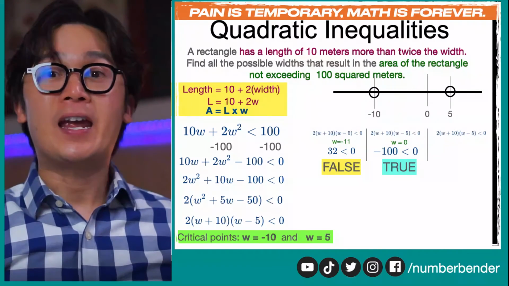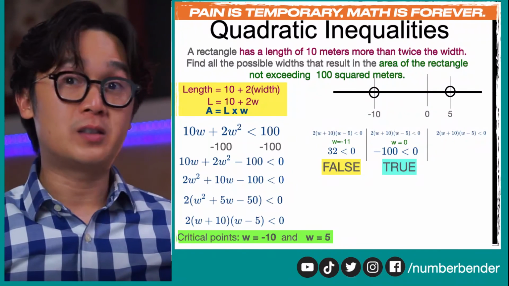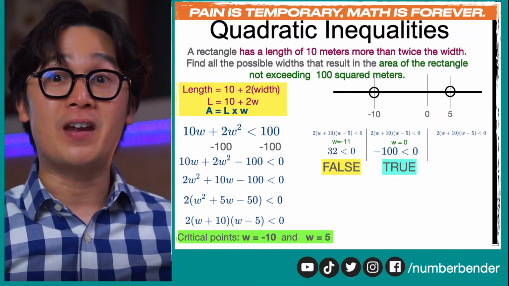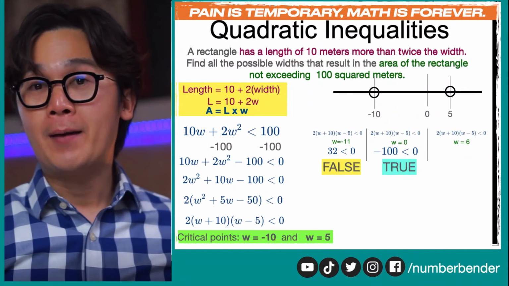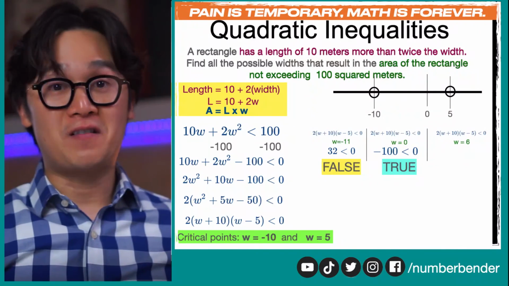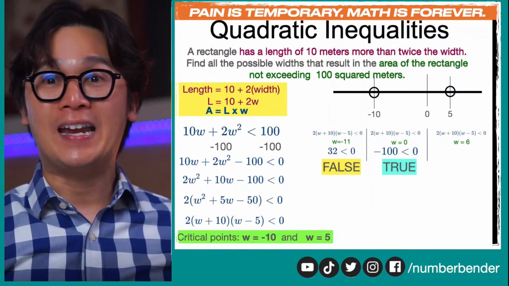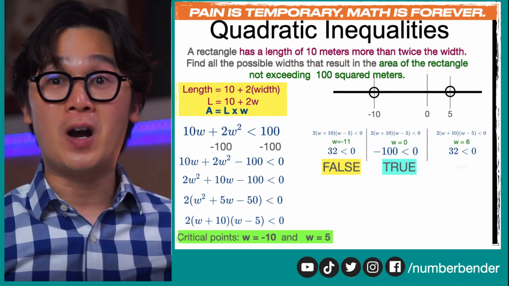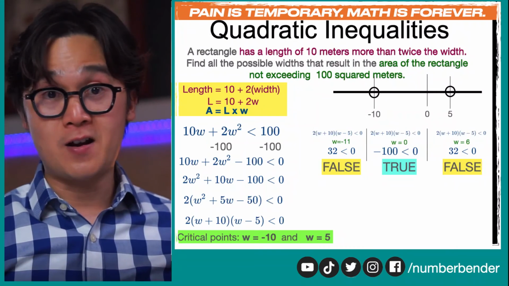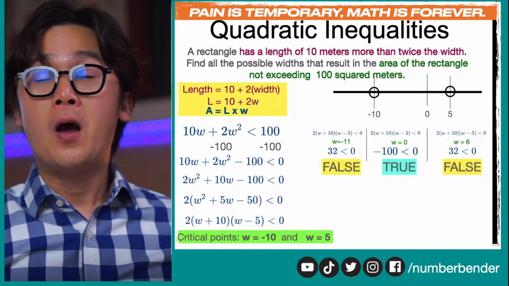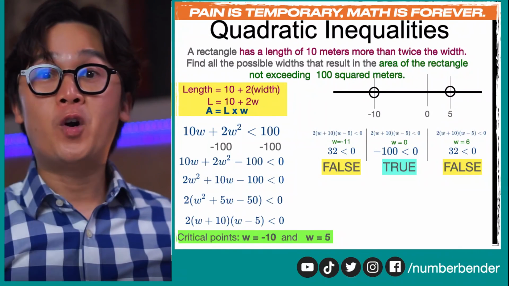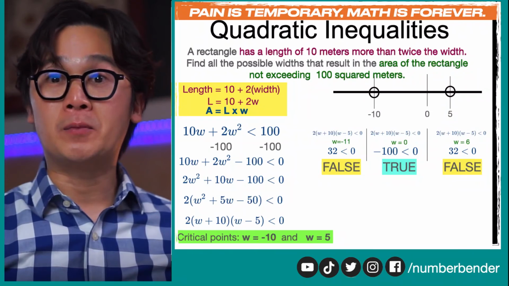And let's see if it's also true or maybe false for the last partition by choosing w is equal to anything higher than 5. I chose 6 because it's the smallest number that we could use that is greater than 5. So by plugging it into our factored form of the inequality, we got 32, and we know that 32 is not less than 0 because it's a positive number. So we know that the statement will only be true for the middle interval, which is anything in between negative 10 and 5.